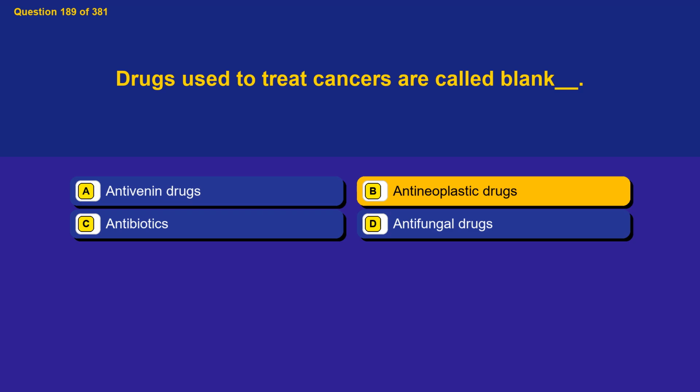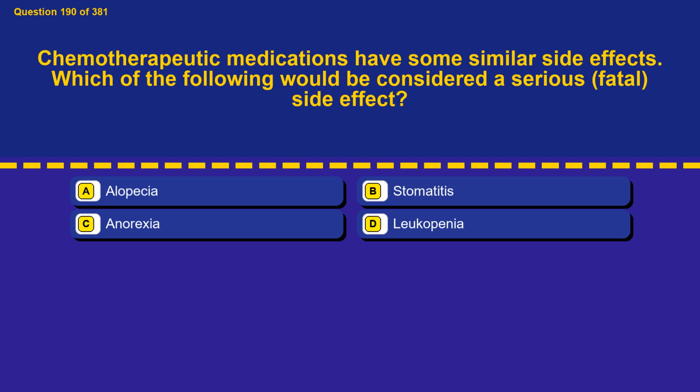The correct answer is option B, antineoplastic drugs. Question 190. Chemotherapeutic medications have some similar side effects. Which of the following would be considered a serious, fatal side effect? Option A, alopecia. Option B, stomatitis. Option C, anorexia. Option D, leukopenia.